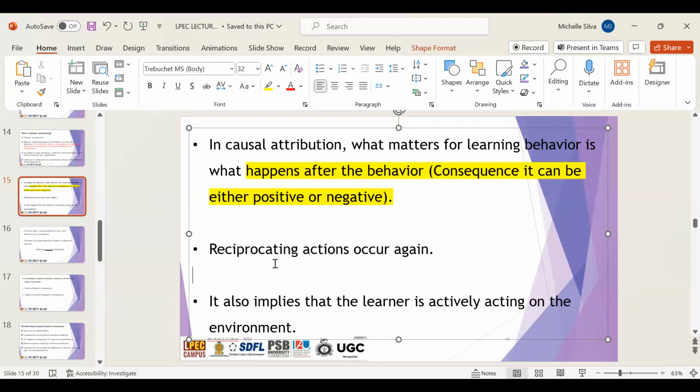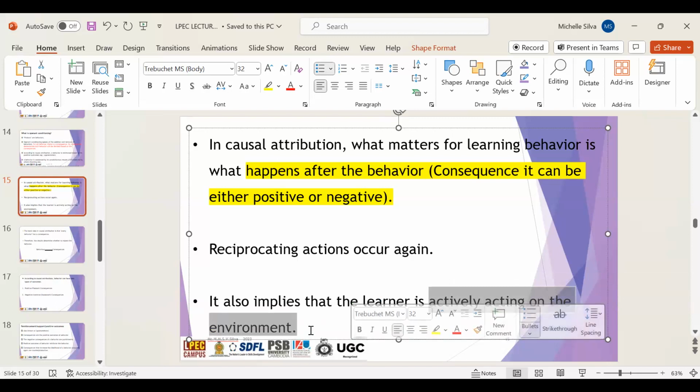So based on the consequence, my reciprocating action will change. It can be positive if I get reinforcement, but my reciprocating action will be negative, and I'm not going to demonstrate that behavior, if I get a very negative response from the others. It also implies that the learner is actively acting on the environment. So please do remember, my dear students, how they actively act on the environment. The appreciation or blaming on me comes from the environment.